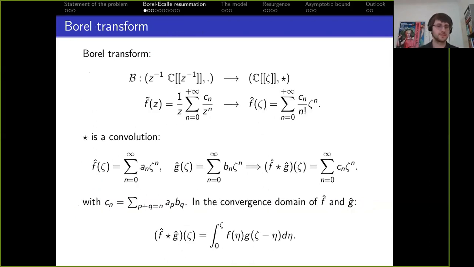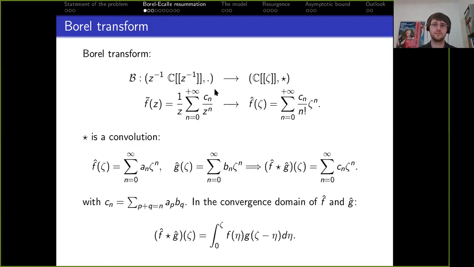So what is this beast? Well, it's a generalization of something very traditional called the Borel-Laplace resummation method. So let me start with that. The Borel-Laplace, as its name suggests, has two parts, Borel first and then Laplace.